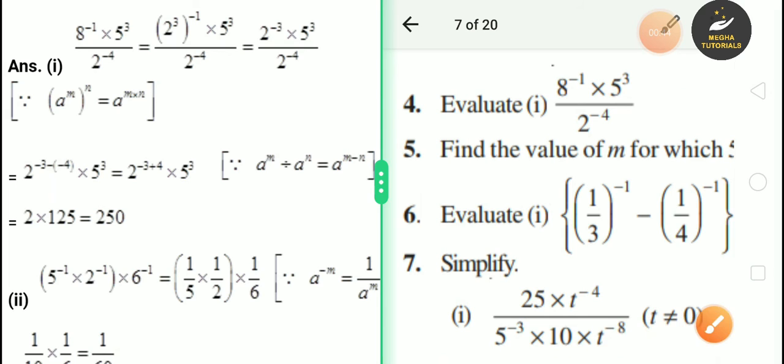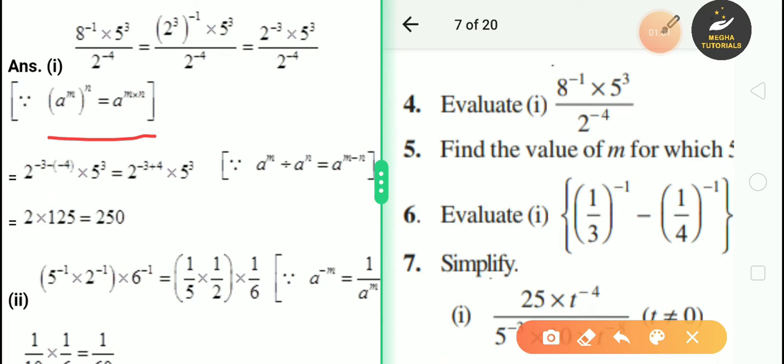Please see the solution on the left hand side. We have written 8 in the form of 2 raised to 3. So the next step will be (2 raised to 3) raised to minus 1 into 5 raised to 3 upon 2 raised to minus 4. Then in (2 raised to 3) raised to minus 1 we can use (a raised to m) raised to n is equal to a raised to m into n. So we will get 3 into minus 1, minus 3. So the step will be 2 raised to minus 3 into 5 raised to 3 upon 2 raised to minus 4.